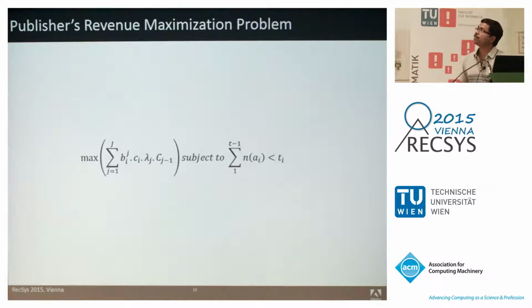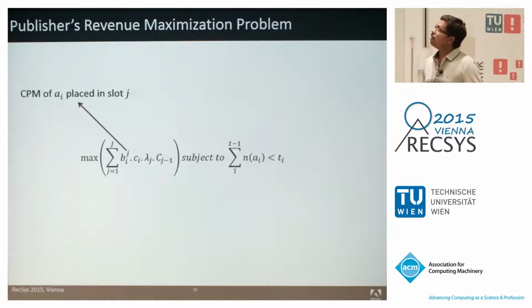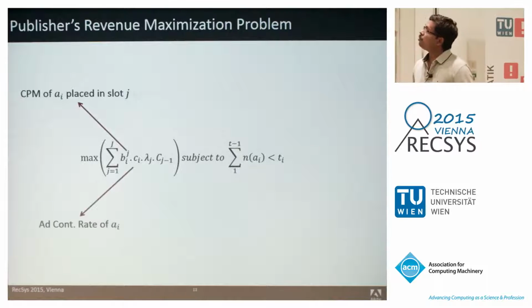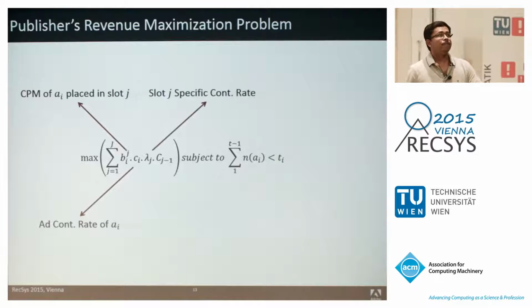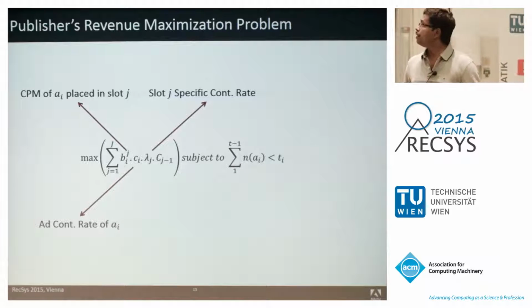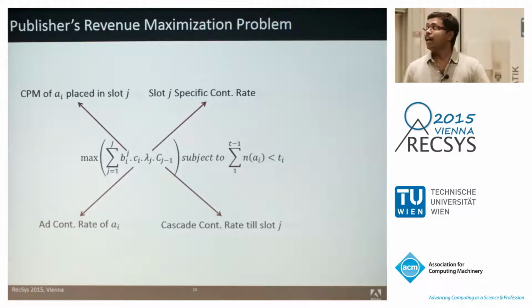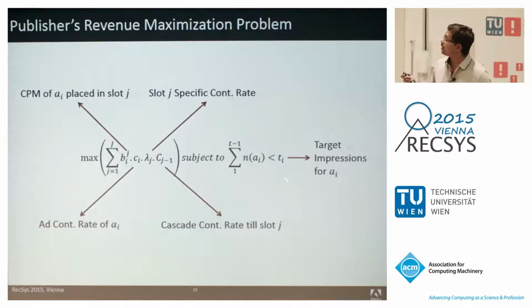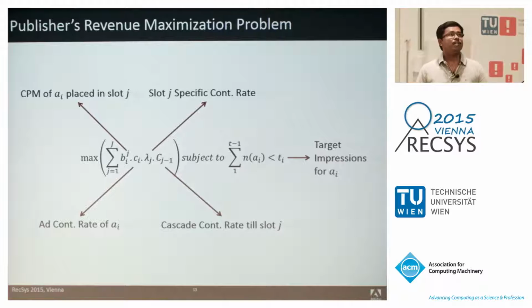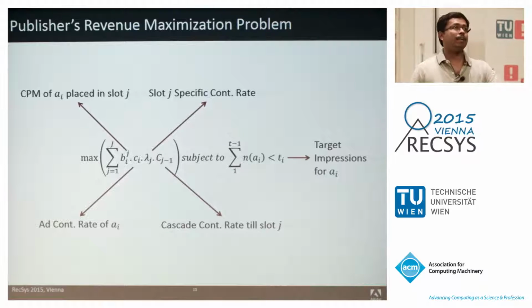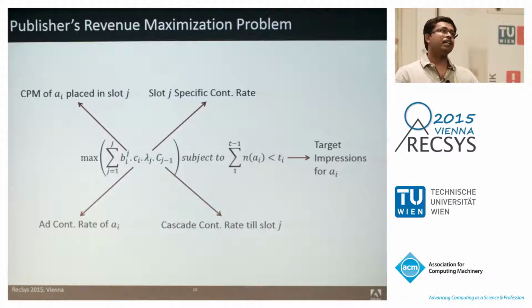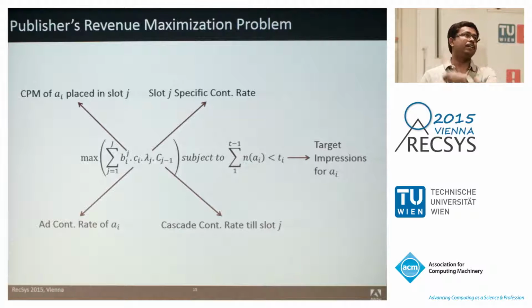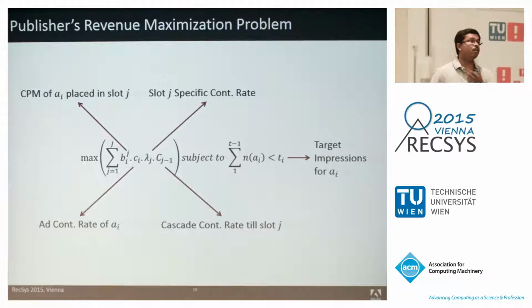So with this, let me present to you the maximization function. For slots 1 to j, we have the price of the ad, the continuation rate of the ad, the slot specific continuation rate, and finally the cascade probabilities. And of course, whether an ad can be selected in your algorithm is constrained by the target. So what is a target? When an advertiser approaches a publisher, it tells the publisher that you have to show 1,000 impressions of my ad. So if you show ads beyond the target, you cannot capitalize on the revenue at all, even though that might be a good one.